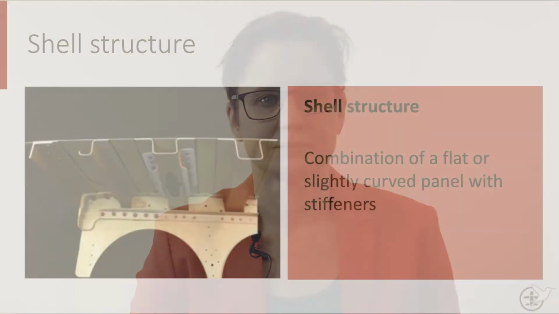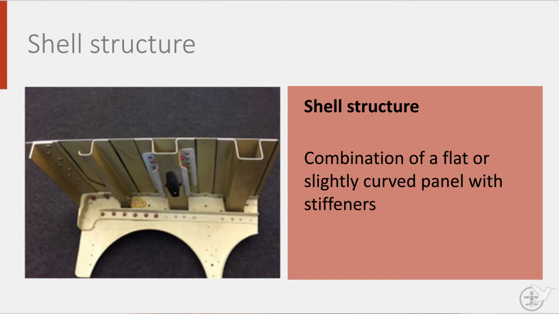In this lecture, we will discuss different stiffening concepts for thin-walled shells and provide you with some guidelines to help you select the appropriate stiffener concept for your design. A shell structure is defined as a flat or slightly curved sheet with stiffeners, such as the one I have here. As you can see, there are many different types and shapes of stiffeners, which allows us to optimize our design. Here we see an L-shaped, a Z-shaped and two hat-shaped stiffeners.